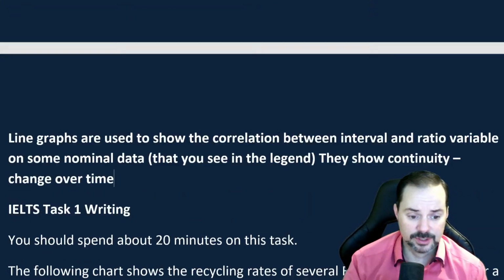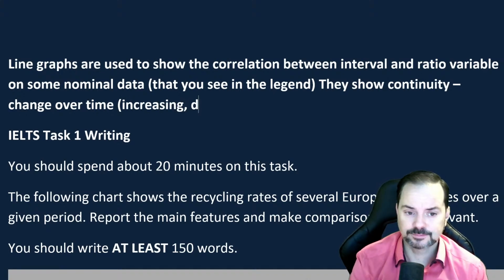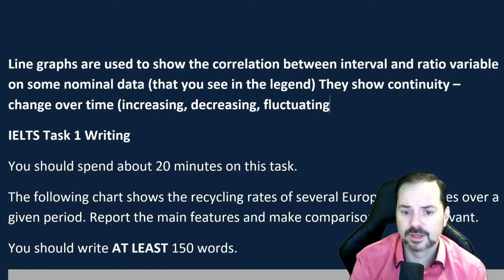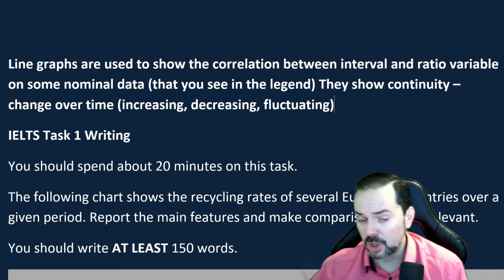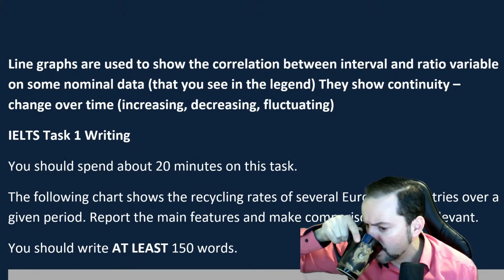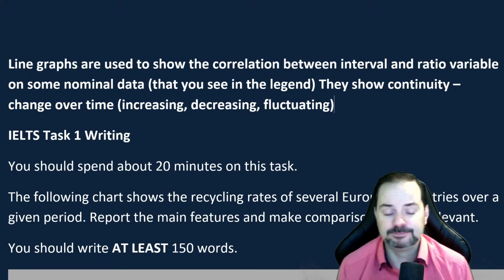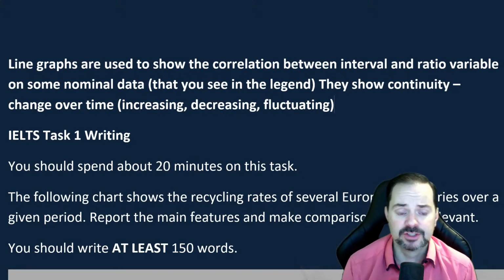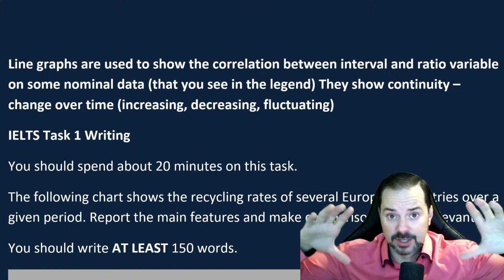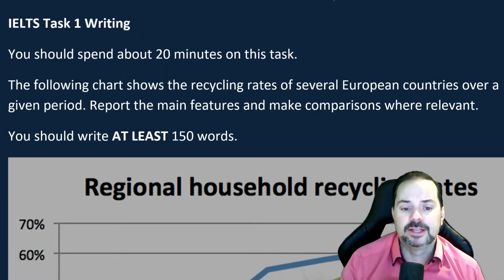And a lot of students write these words like increasing, decreasing, or fluctuating. Okay, but unfortunately, a lot of students also write those words for pie charts. So they'll write increasing, decreasing for pie charts. That's not right. Pie charts don't show change over time. They just give you a snapshot of one time period. Okay, so you need to be careful. All right, so let's get into this. You'll learn more as we do this, okay?